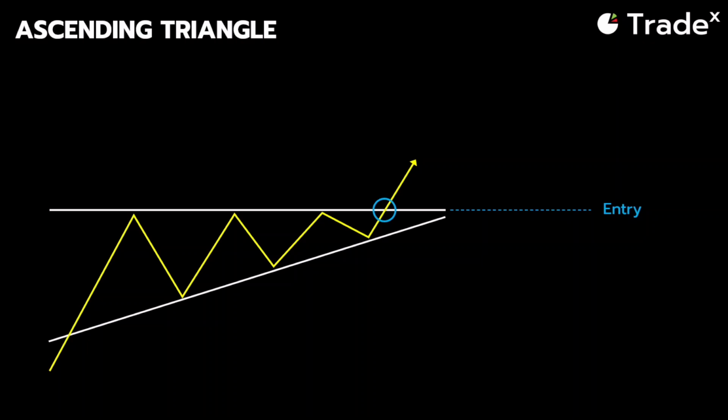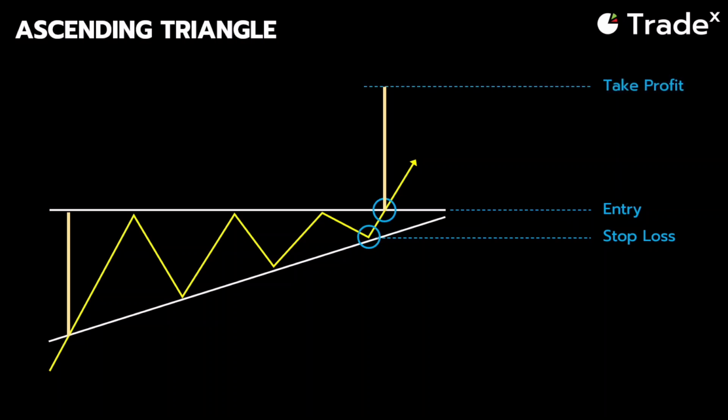The stop loss is placed just below the most recent low within the pattern, typically near the rising trend line, to protect against unexpected reversals while allowing for some market fluctuation. For take profit, traders set a target based on the height of the triangle, projected upward from the breakout point, providing a clear and measurable goal that reflects the anticipated price movement following the breakout.